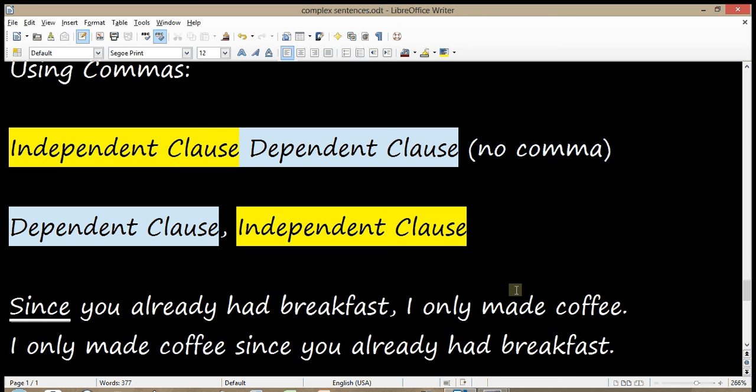First example says, since you already had breakfast, comma, I only made coffee. Now here we have since as the subordinating conjunction, and so we know that this first clause is our dependent clause because it's got that subordinating conjunction in it. Therefore, we need the comma following breakfast, and then we have our independent clause right here. Now, in the sentence below, I've just taken these 2 clauses and I've just changed them around. And so I have, I only made coffee since you already had breakfast. In that case, we don't need a comma because the independent clause comes first.